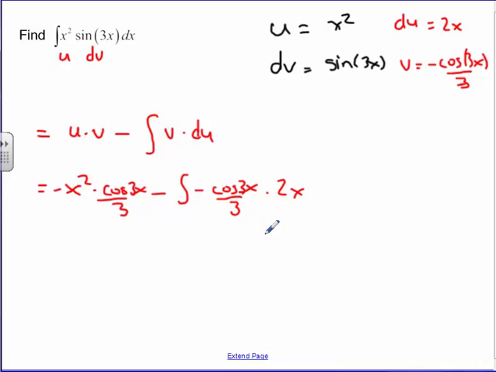Okay, well, I can do a couple of things here. For example, I can make this now be negative x squared cos 3x over 3. And there's a negative sign here and a negative sign here. Why don't I just make it a positive sign here?